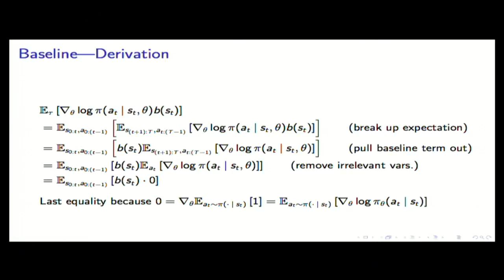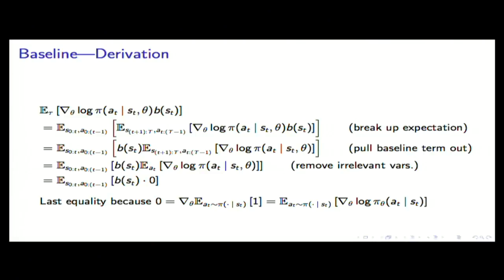So that's why the baseline doesn't affect the policy gradient. Then someone else was asking, why does the baseline reduce variance? Why do we want to choose a baseline that approximates the state value function? Why does that reduce variance? I'll give a sketchy derivation of this. You can find a more precise derivation in several papers, and if you're interested, I can point you to one of them.